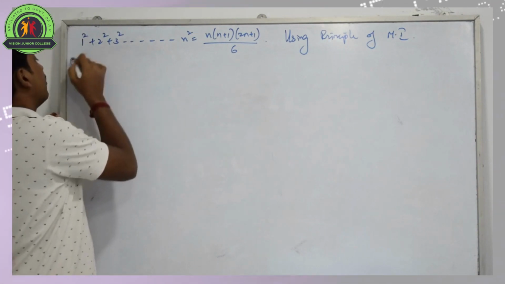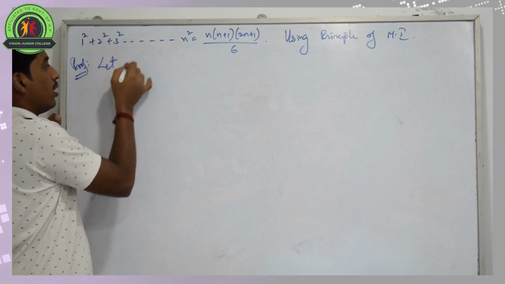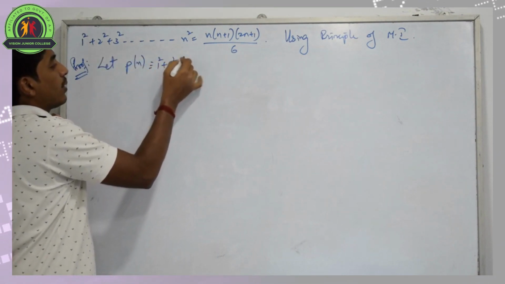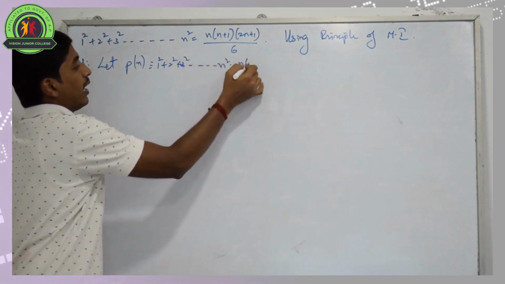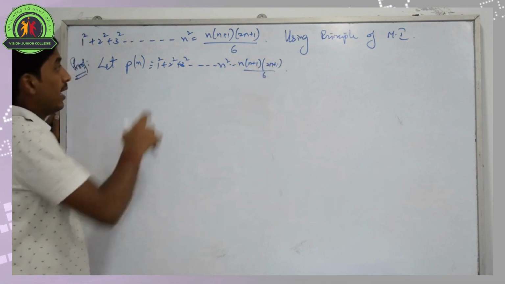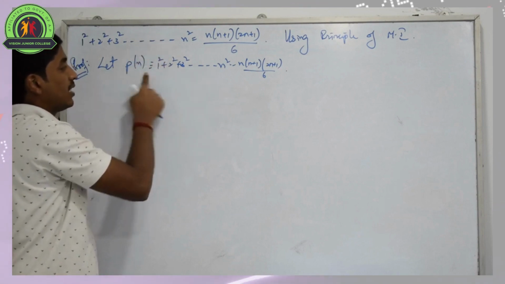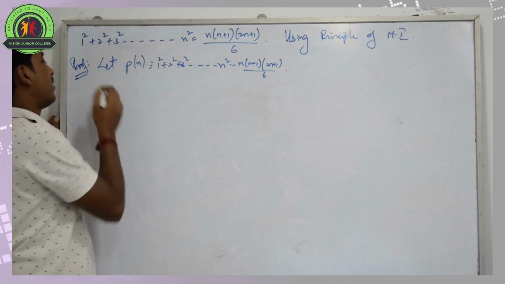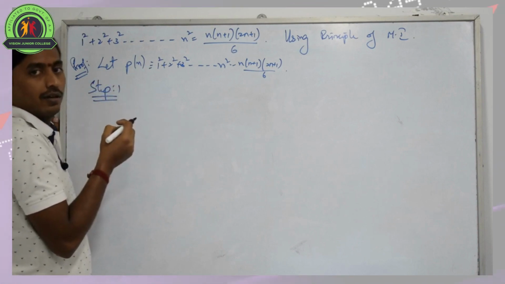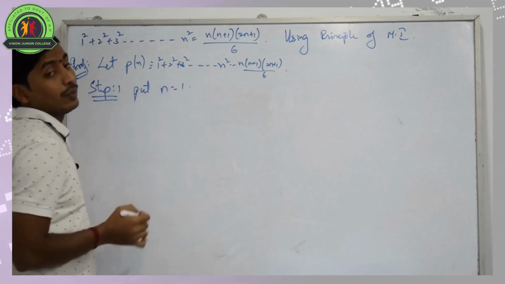What is our first step? We will assume P of n is equal to 1 square plus 2 square plus 3 square and so on up to n square is equal to n into n plus 1 into 2n plus 1 by 6. Is this a mathematical statement? Yes, which means this statement is assumed as P of n. And what is the first step we have to do now? Mention it as step 1 so that it will be a bit clearer. Step 1 is put n is equal to 1.